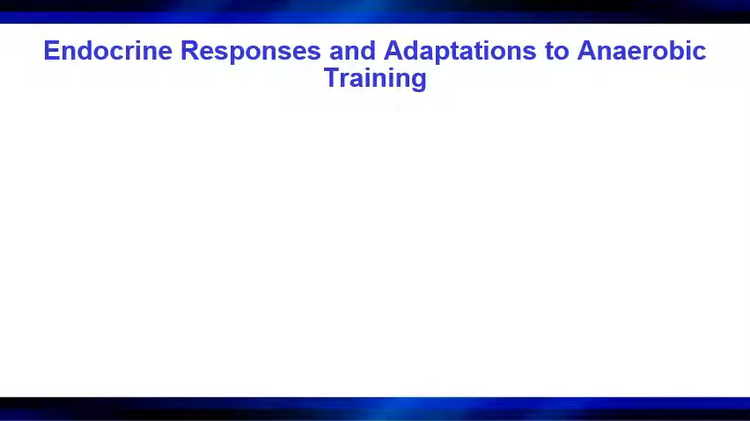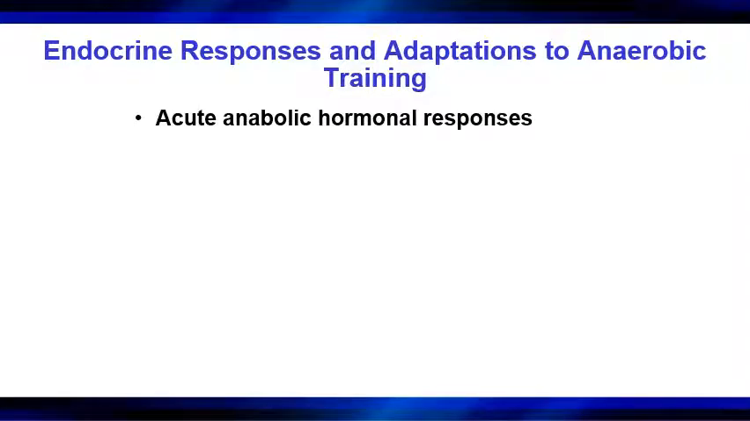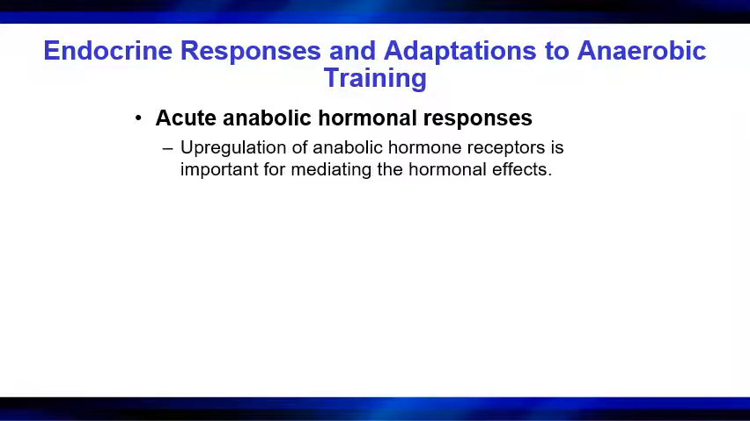So looking at the endocrine responses and adaptations to anaerobic training, and we looked at some of this already when we looked at the endocrine system, so this is a nice tie-in to what we've discussed previously. There's an acute anabolic hormone response with anaerobic training, and acute just means an immediate onset. In other words, when you exercise, in that immediate time frame, you have this anabolic hormone response. There's going to be an upregulation of anabolic hormone receptors, and that's going to be important for mediating those effects.